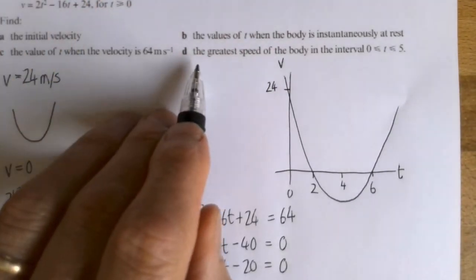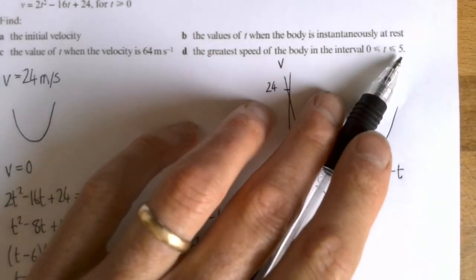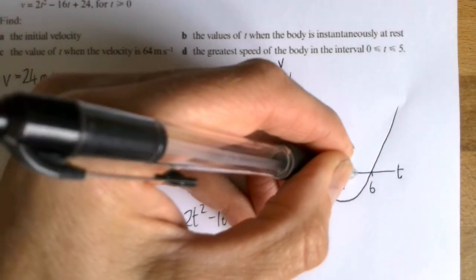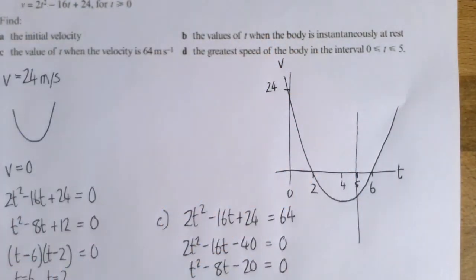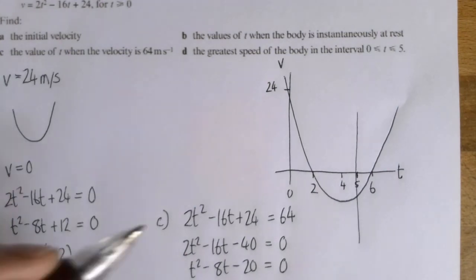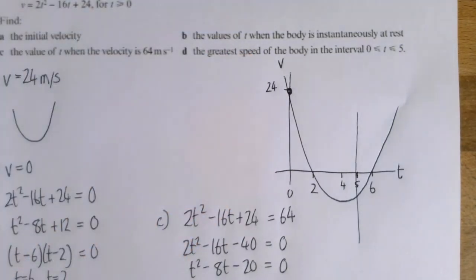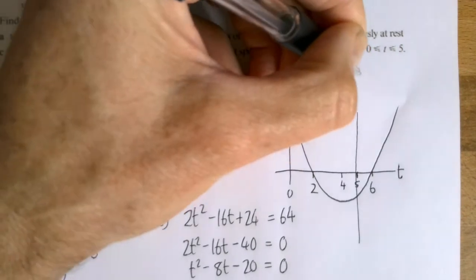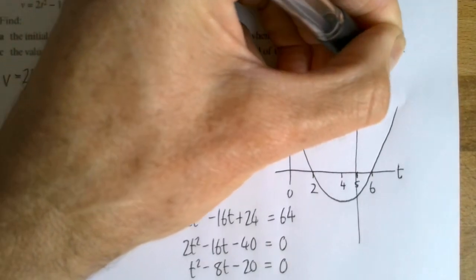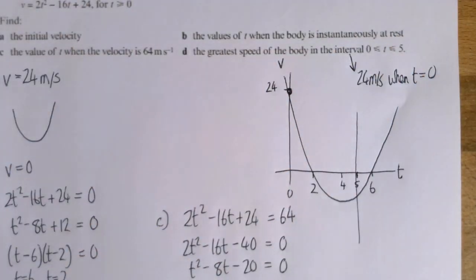Now if you look at question 10, the greatest speed of the body in the interval 0 to 5, so this is 5 seconds here. Okay, my graph isn't particularly up to scale, but the greatest speed between 0 and 5, well, that's here, isn't it? So for D, the greatest speed is 24 meters per second, and that's the initial speed. In that first 5 seconds, that's the fastest speed that it gets.